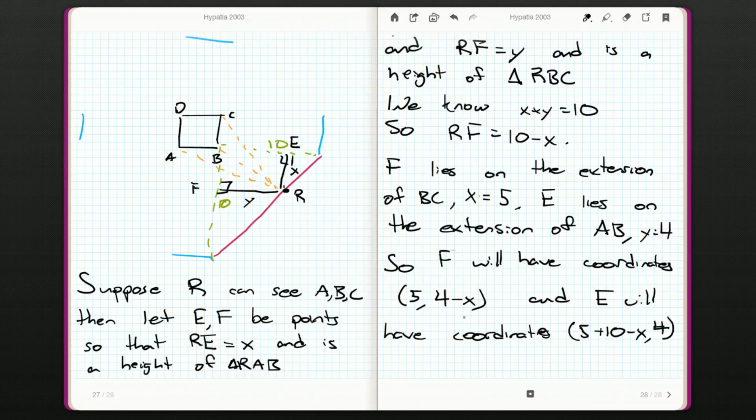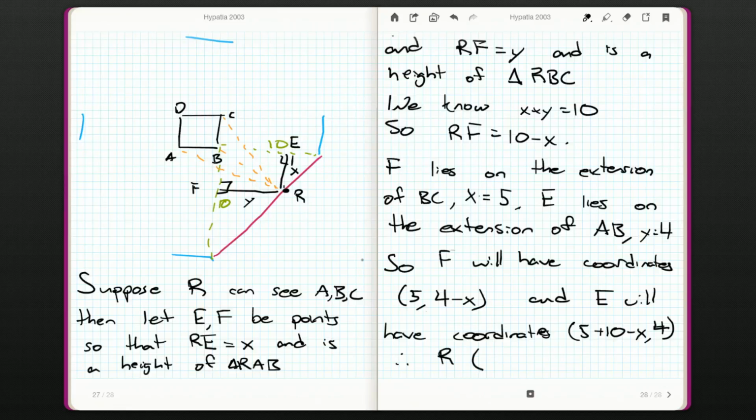Okay? Now we subtract off of 4 because R is sort of down and to the right. And we add on the 10 minus x because R clearly has an x coordinate greater than 5. So we add on the length there, as opposed to subtracting it when we figure out F, which is below. Okay.